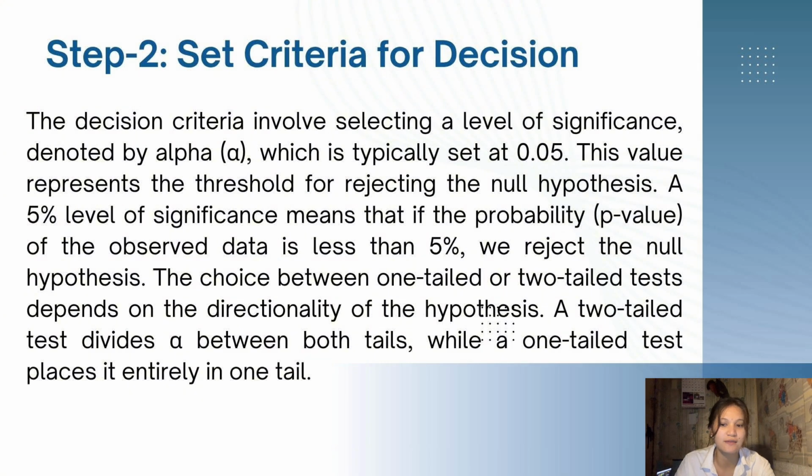the null hypothesis. Also, we need to decide between a one-tailed test and two-tailed test, depending on the nature of our hypothesis. So, a two-tailed test is used when we're looking for any difference. So regardless of direction, it splits alpha between both ends of the distribution. And a one-tailed test is used when we're testing for an effect in one specific direction, such as placing all of the alpha in one tail. This decision influences how we interpret the statistical results.